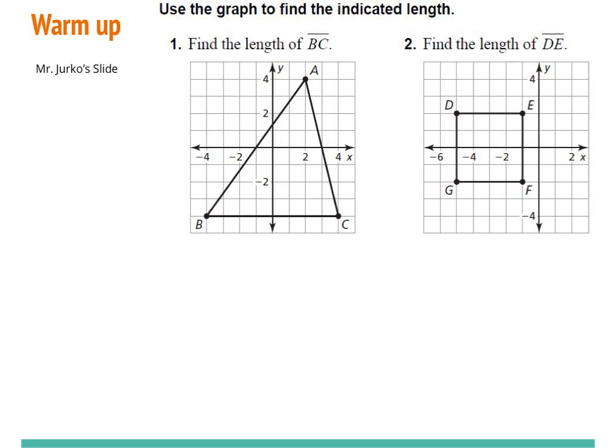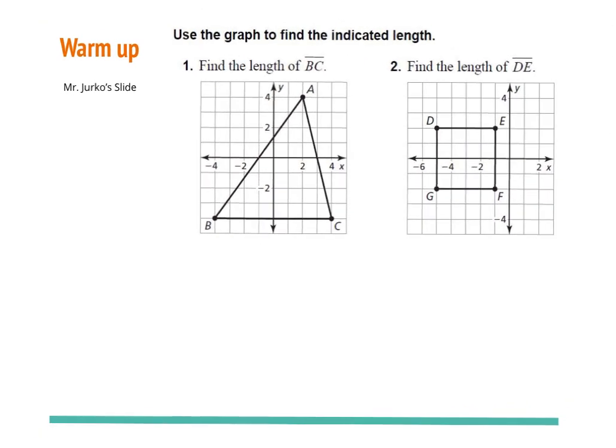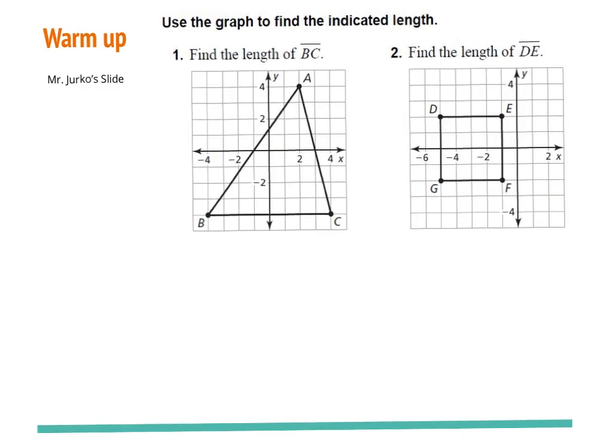All right, guys, number 5. Let's do the warm-up really quick. Use the graph to find the indicated length. Find the length between B and C, or the line segment BC. And guys, that's really easy. All you got to do is count the number of spaces because it's a strictly horizontal line. So it's going to be 1, 2, 3, 4, 5, 6, 7, 8 spaces.